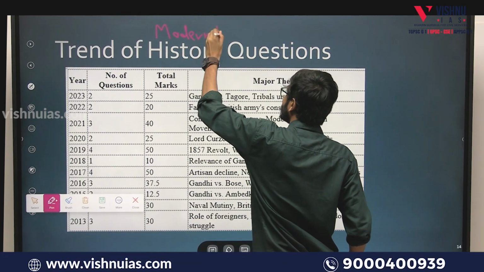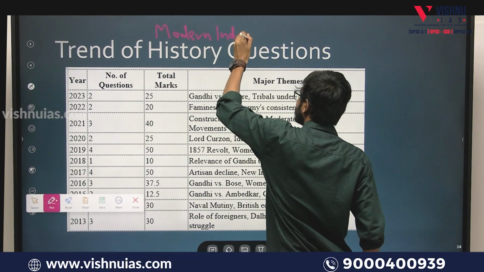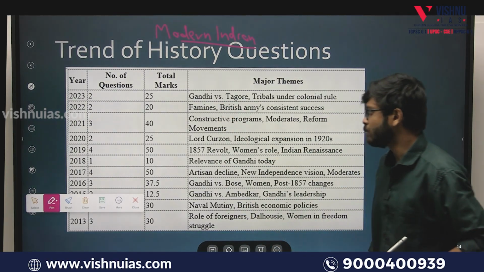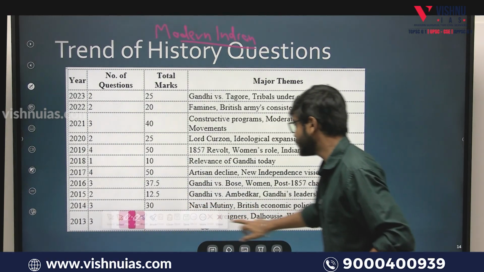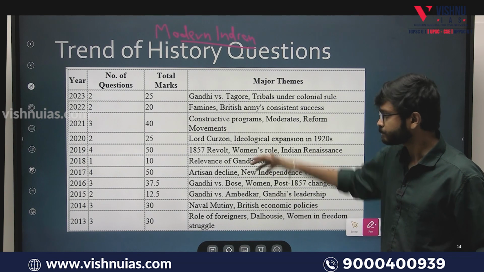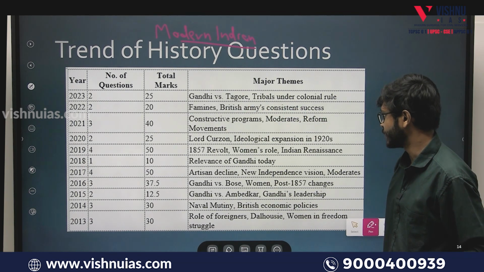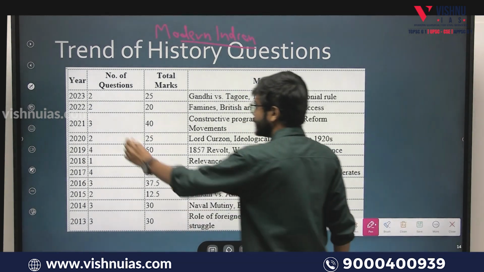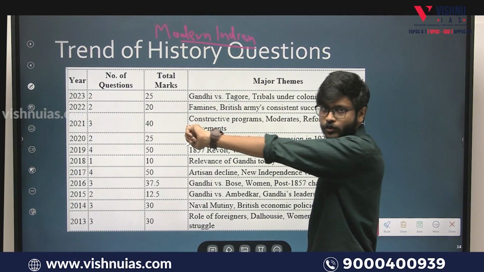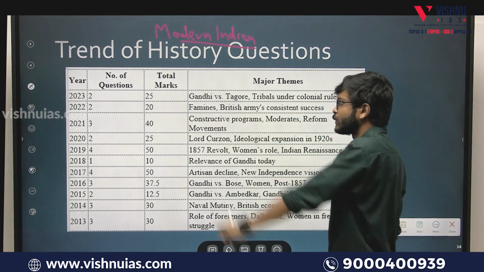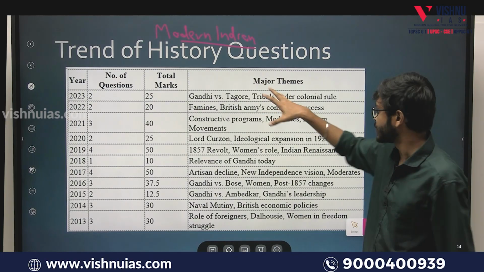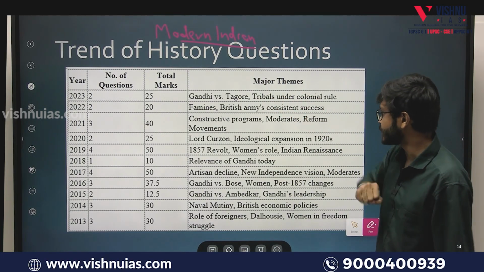Modern Indian history. So these were actually the questions asked in modern Indian history. If you take the other areas, then obviously there will be even more questions. Here you can see that in 2023 two questions were asked, 25 marks, 12.5 each. Gandhi and Tagore: what is the ideological difference between Gandhi and Tagore? Condition of tribals under the colonial rule.